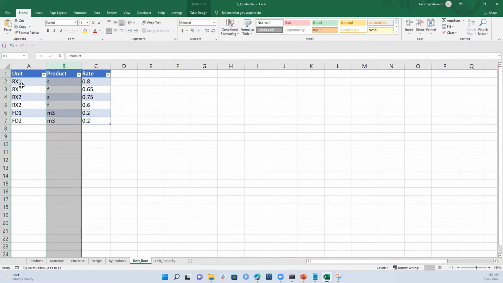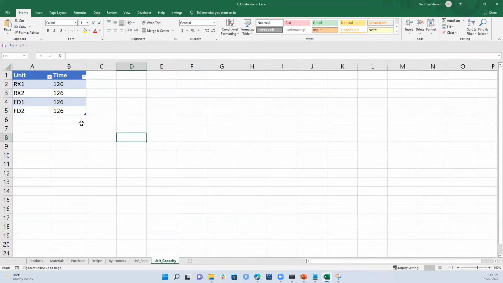Our unit rate table lists all of our processes, machines, or equipment, the products that you can make on those various processes, machines, or equipment, and then the rates in tons per hour that you can make them at. So again, if we wanted to make fuel additive on mixer 1 versus mixer 2, the difference is 0.6 tons versus 0.65 tons per hour rate. And for flashing units 1 and 2, they both have the same rate for making material 3, 0.2 tons per hour.